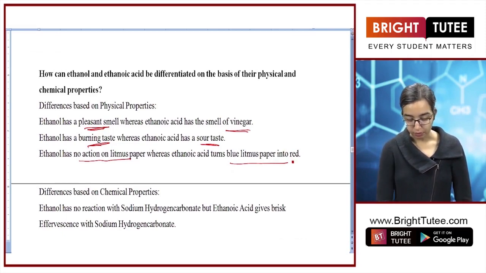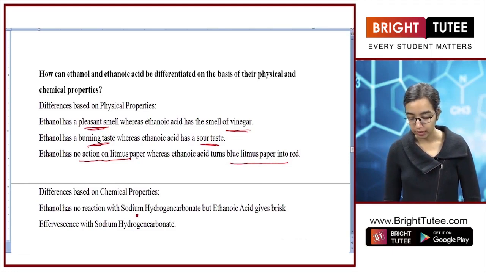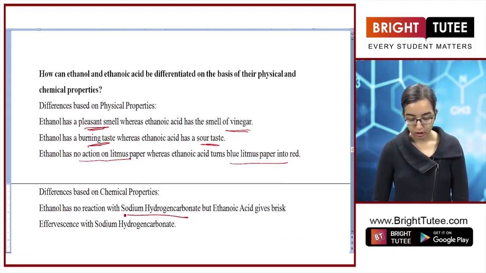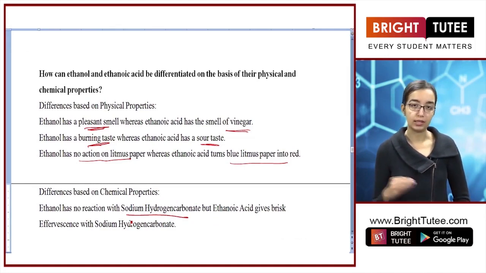Based on the chemical properties, we will have one simple reaction with sodium hydrogen carbonate. So, ethanol does not react with sodium hydrogen carbonate. Sodium hydrogen carbonate is basic in nature, but ethanoic acid, being acidic, would react with this and form salt and water. So, this brisk effervescence will tell us for sure if it's ethanoic acid or ethanol.